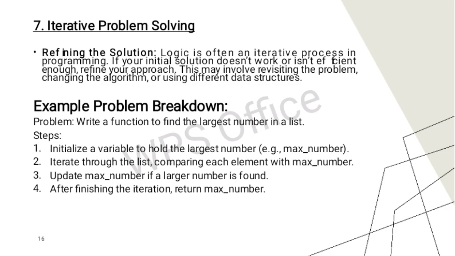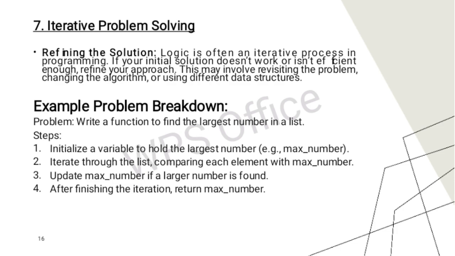If your initial solution doesn't work or isn't efficient enough, refine your approach. This may involve revisiting the problem, changing the algorithm, or using different data structures. If wala gani ni gana ang imuhang code nga gibuhat, imo jud na siyang i-double check. Ibalik-balik ni mog tan-aw kung asa ba jud dapit ang naay errors. If naay errors, pwede sab nimo na i-change iyahang algorithms. So, para mo gana jud siya.